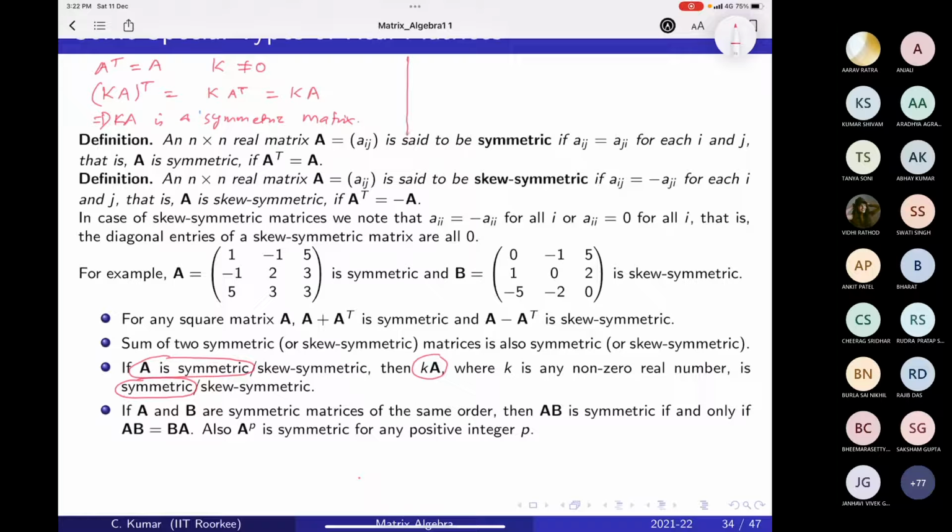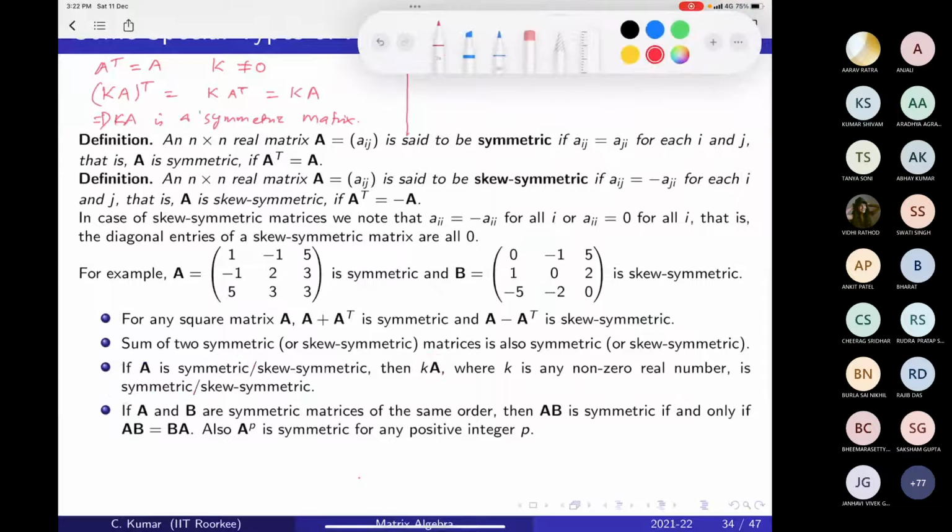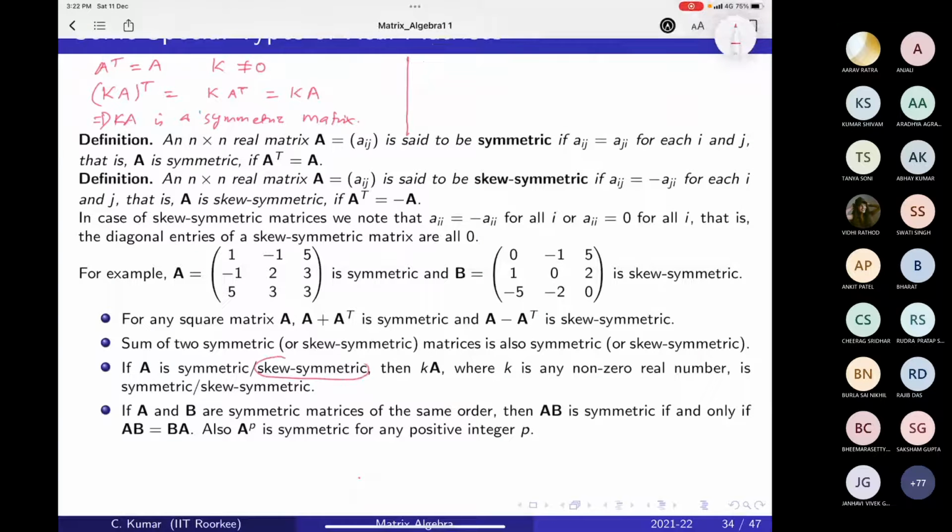Now the second part of this point is: A is skew symmetric, and we want to show that K into A is skew symmetric. So now in the second part, A is skew symmetric. That means A transpose is equal to minus A. So K into A transpose is equal to K A transpose. But A transpose is minus A, so this is equal to minus KA. And then we can say that KA is a skew symmetric matrix.